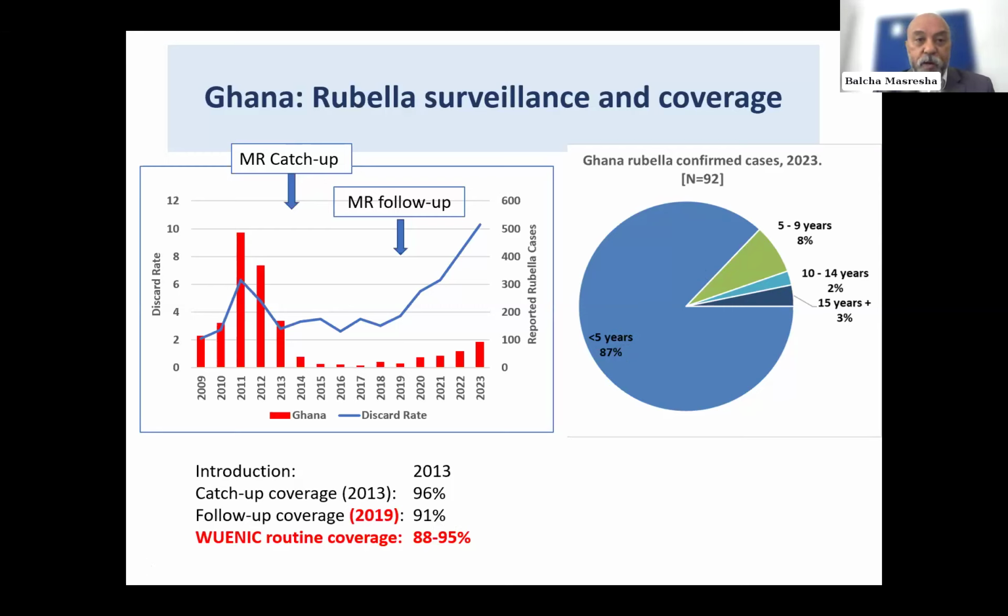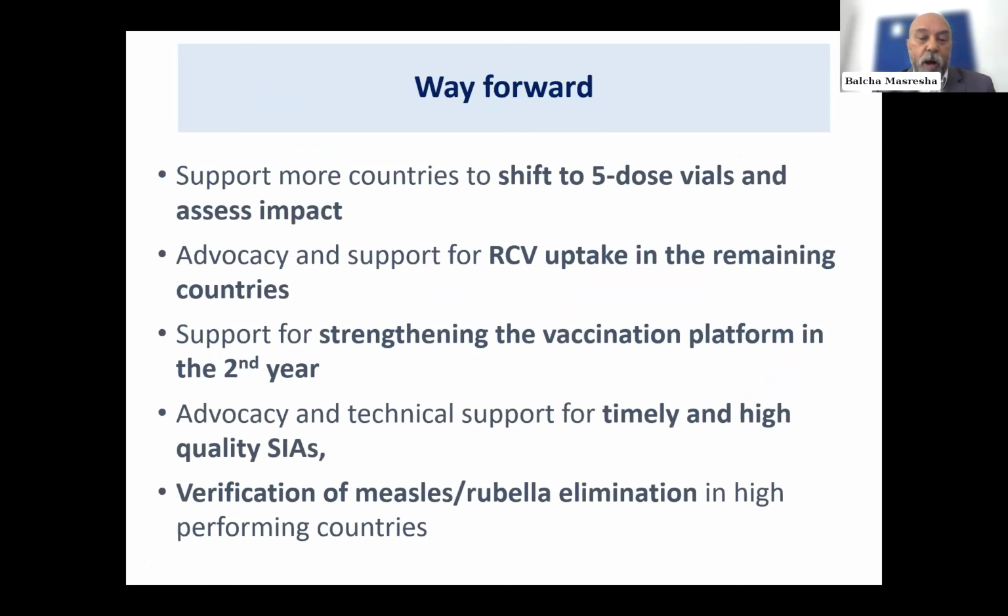So not only high quality catch-up campaign and maintaining high routine coverage, but we need timely and high quality follow-up campaigns in order to keep rubella incidence down. So where are we going in the next few years? As I said, shifting the use of measles or MR vaccine vials from 10 dose to 5 dose will definitely help a lot in terms of minimizing missed opportunities within the routine immunization service.